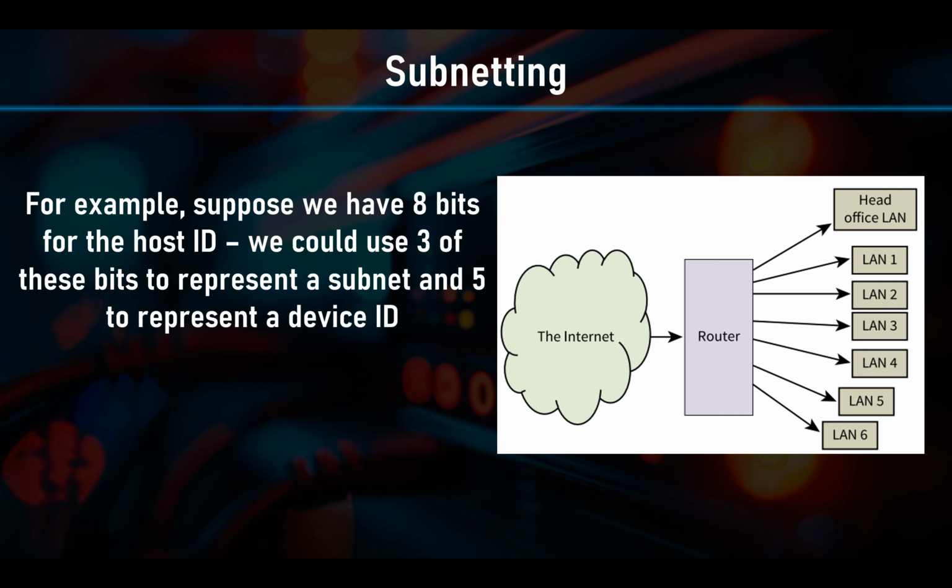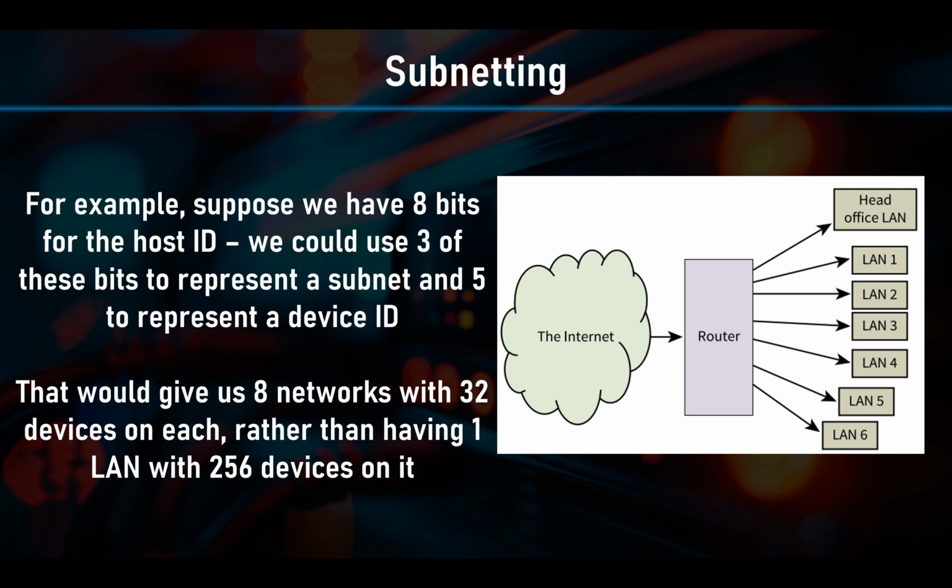So how this works: let's assume we have 8 bits remaining for the host ID. Then we can split this even further. We can use 3 of those remaining 8 bits to represent the subnet, and then we have 5 bits remaining to represent the host ID, the device ID. That gives us 8 networks with 32 devices on each. We know that because here we're using 3 bits, and 2 to the power of 3 is 8. The remaining 5 bits, 2 to the power of 5, is 32. So that gives us 8 networks with 32 devices, rather than one big network with 256 devices.